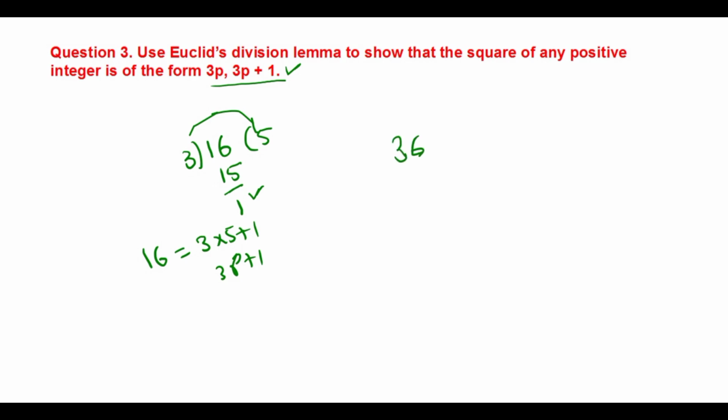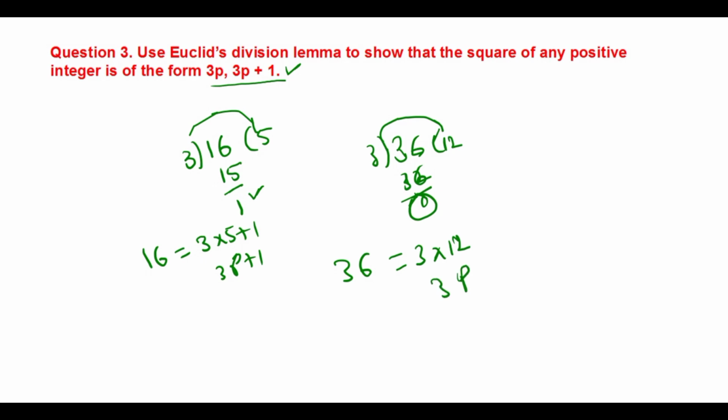If you divide this 36 by 3, 12 times it gets cancelled, right? 3 times 12 is 36, remainder 0. So this 36 you can write as 3 into 12. So there is no remainder there, okay? So this is in the form of 3p. So like that, if you check the square of any number and divide by 3. Why should we divide by 3? Already we have discussed it.